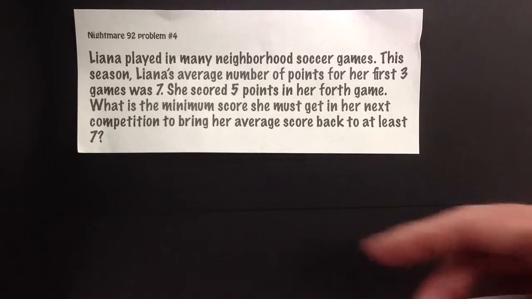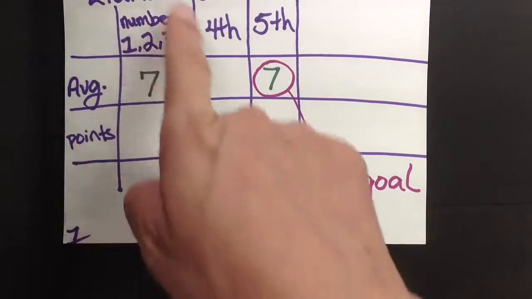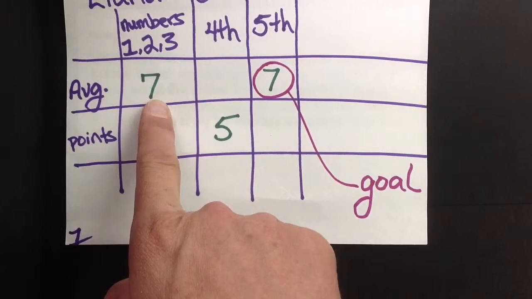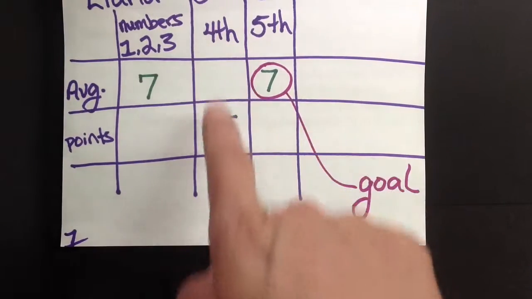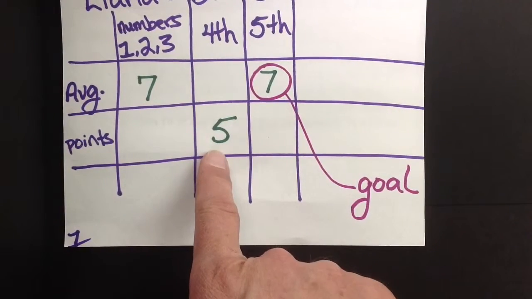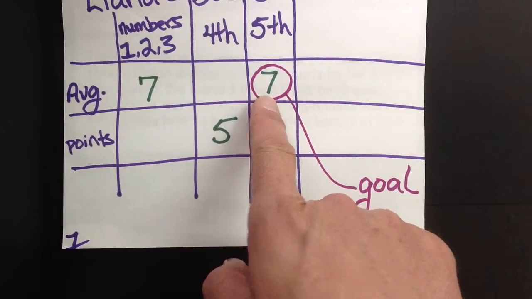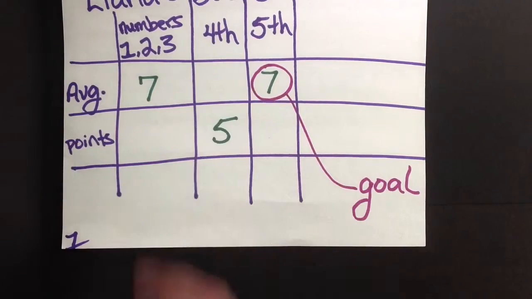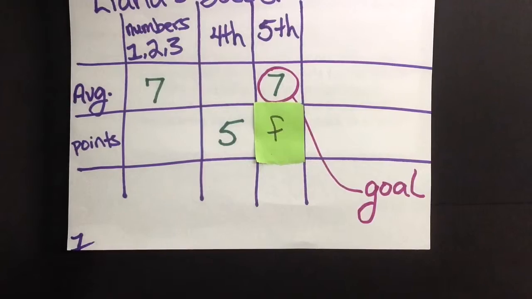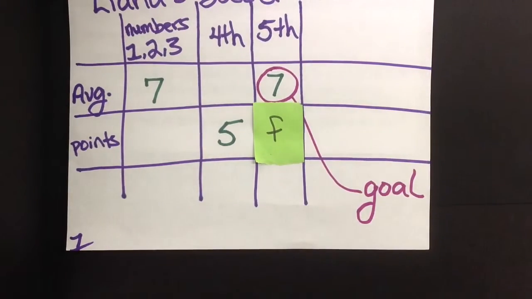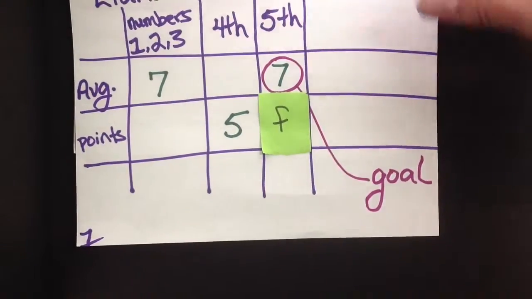So we're going to start by making a chart. Game numbers 1, 2, and 3, the average score was a 7, but we don't know what the points were. Her 4th game, we don't have an average, we do have the number of points at a 5. The 5th game, we know that the average, which is a goal, is a 7, but we don't know how to get there. So that is our variable. So the next thing we got to do then is figure out how to get these scores so that we can figure out our average.